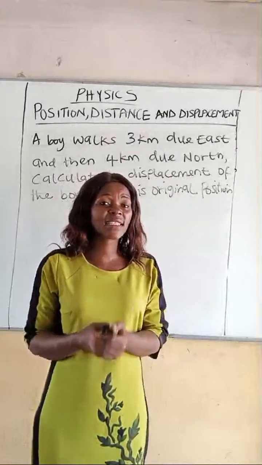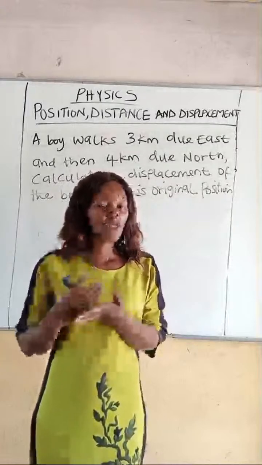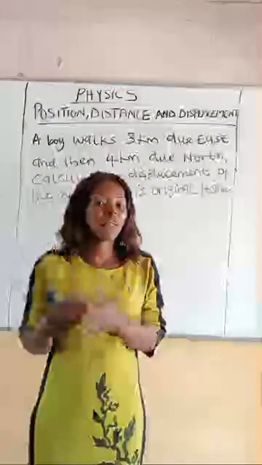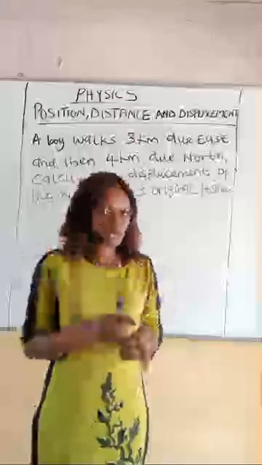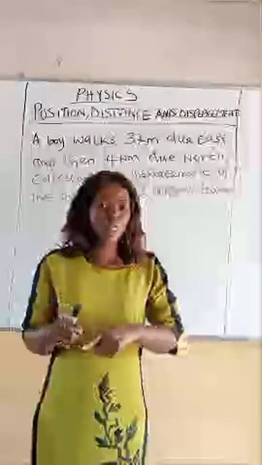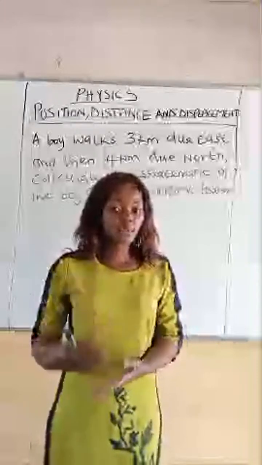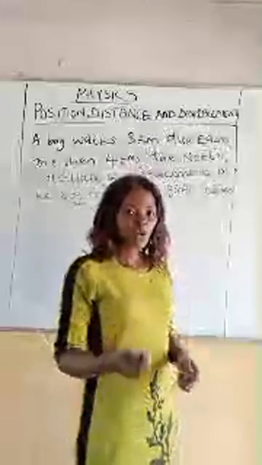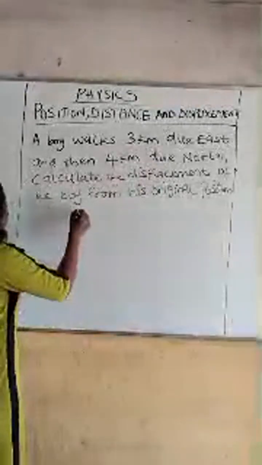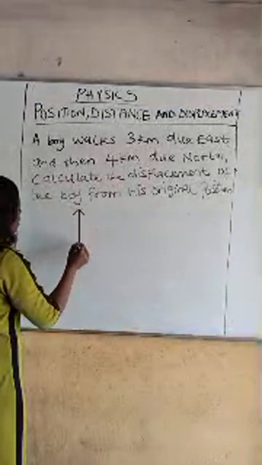So it means that to be able to get the magnitude and direction of this boy's displacement, because displacement is a vector quantity, it has magnitude as well as direction. So how do you do this? You draw the four cardinal points.